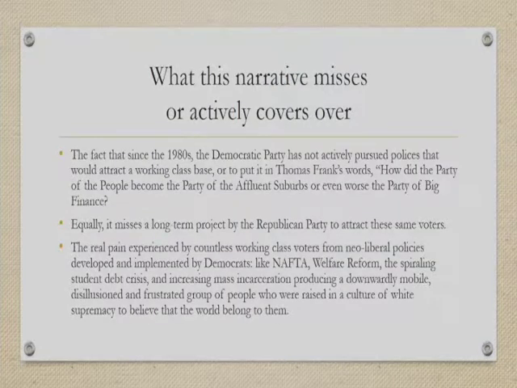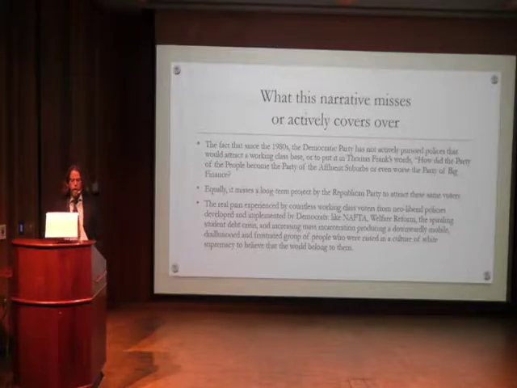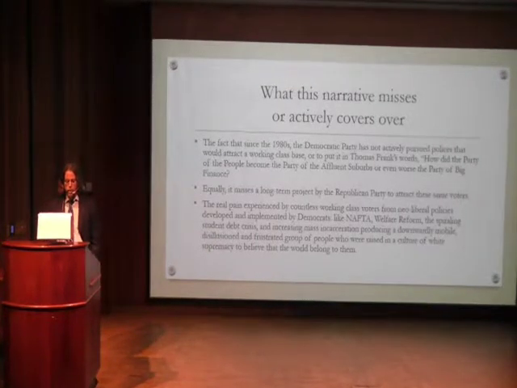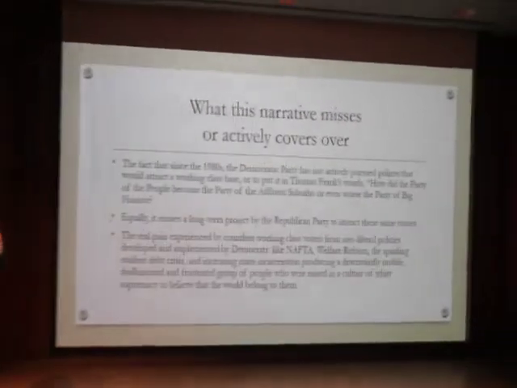Okay, what does this narrative miss or actively cover over? The fact that since the 1980s, the Democratic Party has not actively pursued policies that would attract a working class base. Or to put it in Thomas Frank's words, quote, how did the party of the people become the party of the affluent suburbs, or even worse, the party of big finance? Equally, it misses the long-term project by the Republican Party to attract these same voters, as I said, since Nixon. Lastly, it misses the real pain experienced by countless working class voters from neoliberal policies developed and implemented by Democrats. This is a part of the conversation we missed too, such as NAFTA under Bill Clinton, welfare reform under Bill Clinton, the spiraling student debt crisis, at least for the last 30 years, increasing mass incarceration, all of which produces a downwardly mobile, disillusioned, and frustrated group of people who were raised in a culture of white supremacy to believe that the world belonged to them, right?